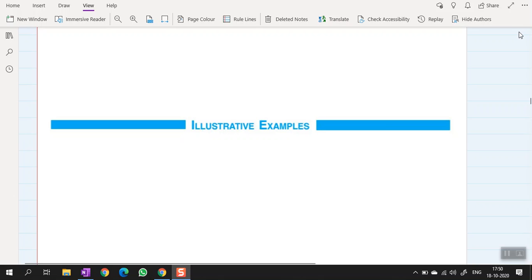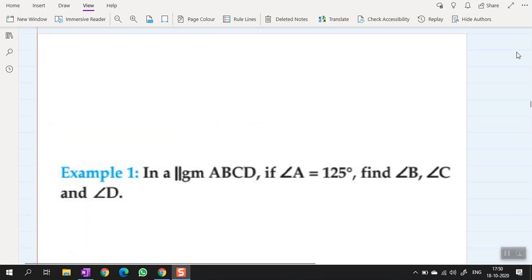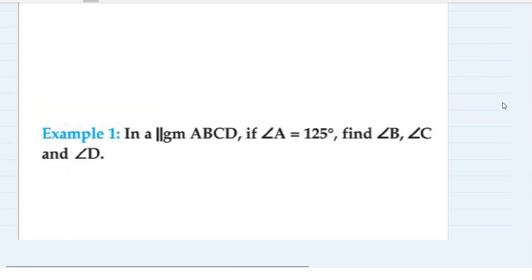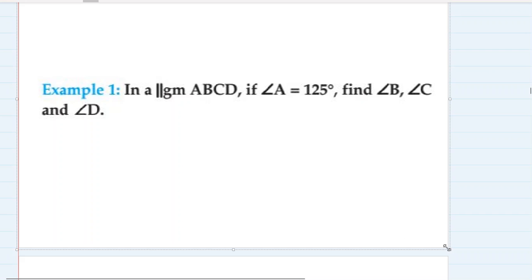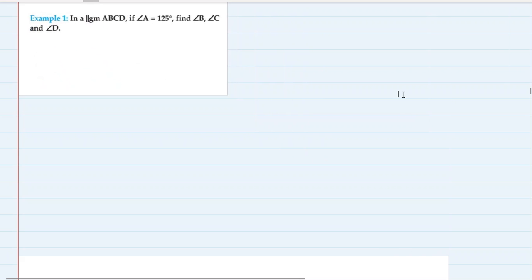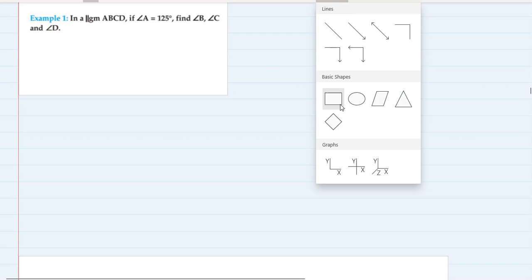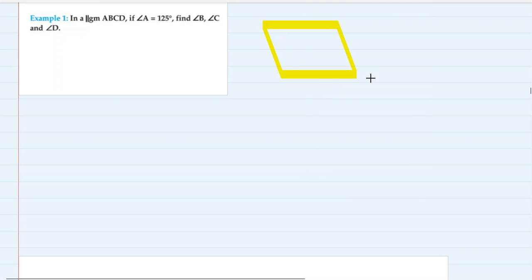In today's lecture, we are going to solve the solved examples based on the properties of parallelograms. Let's begin. First question. In parallelogram ABCD, angle A is 125. Find angle B, angle C and angle D. Very simple, very easy question based on the properties of parallelograms.